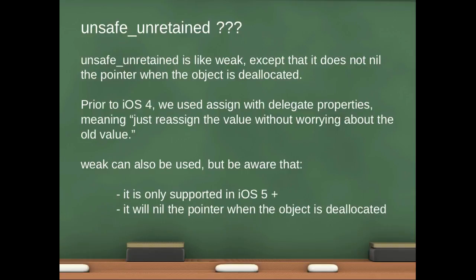We can also use weak. But if you use weak, be aware that weak was defined in iOS 5. It's only supported in iOS 5 and 6 at this point. It will be supported in 7 and so forth. And weak will also nil the pointer when the object is deallocated. So if you use weak, make sure that you understand that that pointer will be nilled. If you use unsafe_unretained, the pointer will not be nilled when the object is deallocated.